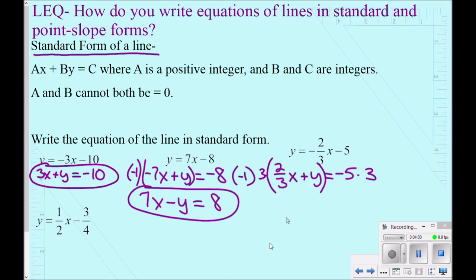Now on the left here, we have 3 times 2/3. So the 3's cancel each other out, and I'm just left with 2 times x, which is 2x. Now notice I'm not crossing that 3 off though, because I don't want to cross it off and then forget that I have to distribute it to the y as well. So I do have to take 3 times the y, which gives me 3y. And then -5 times 3 is -15. And now I have standard form.